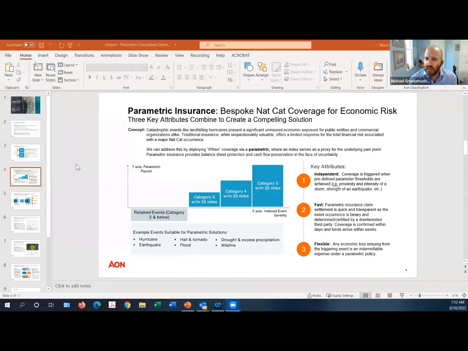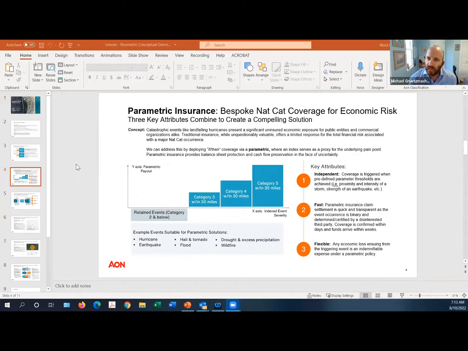If I break that down, there are 3 key attributes that drive this. One, the independent trigger, so it's not a debate between the client and the insurer. We're all agreeing to look at this third party. Two, it's fast, like I explained, because that data is available so quickly. And three, it's flexible in that you can use the proceeds for any sort of economic exposure. I mentioned on here, a lot of this market is based on hurricanes and earthquakes, but also emerging products around things like hail, tornado, and flood.